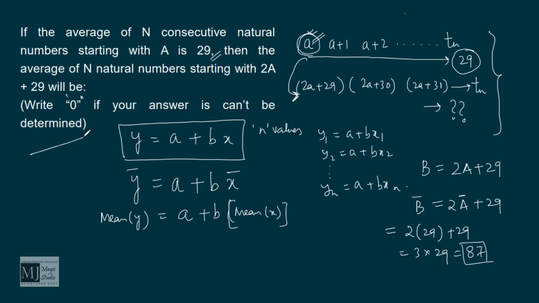Yes, the answer to type in should be 87 and not 0. We will type in 87 and not 0, which I have seen many people answering. So this question can be answered whatever be the value of a. Believe me, whatever be the value of a, whatever be the value of n, if the mean of the first series is 29, then the mean of the new series would be 87. 87 would be the answer.